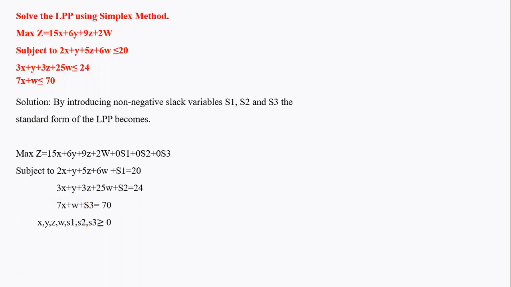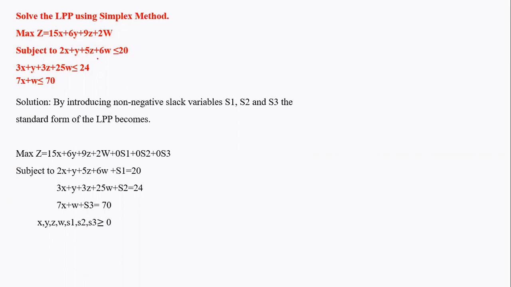Here we have a question: solve the linear programming problem using simplex method. Maximize z is equal to 15x plus 6y plus 9z plus 2w, subject to these three. Here we have got three constraints.